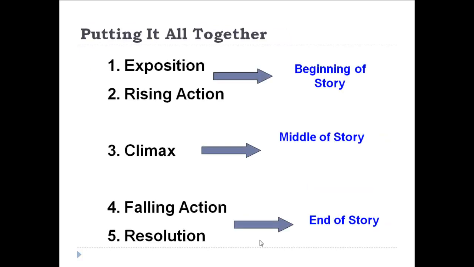Now, putting it all together, we have exposition and rising action. These constitute the beginning of a story, the climax the middle of the story, and the falling action and resolution the end of a story. So every plot has three parts: the beginning, the middle, and the end of a story. In the beginning, we have the exposition and the rising action. In the middle of the story, we have the climax containing the turning point of the story, and then the falling action and resolution.